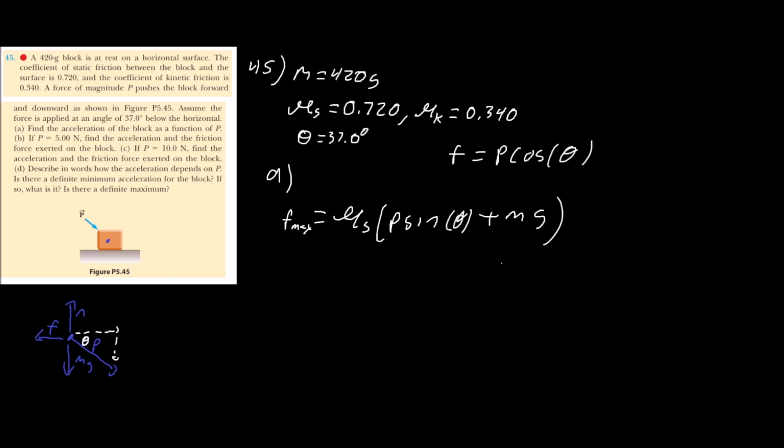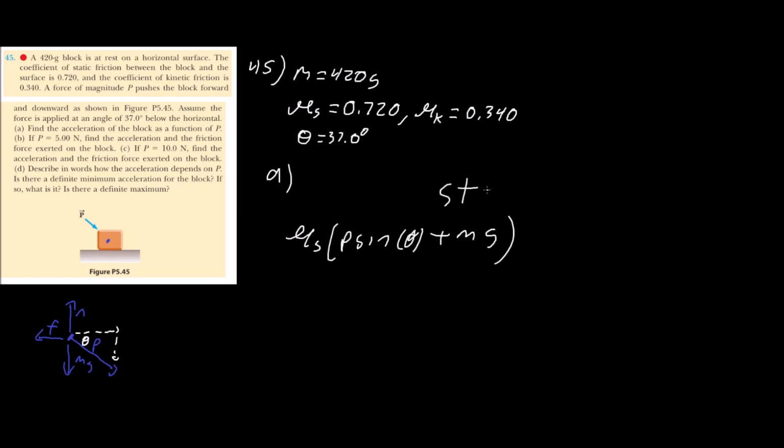So this is going to be the maximum value, and because that's the max for the block to remain stationary, this right here would have to be less than this, because this is the friction value. So this would have to be greater than this, because if it's not, then it's kinetic friction instead. Anyway, so this is P cosine of theta.